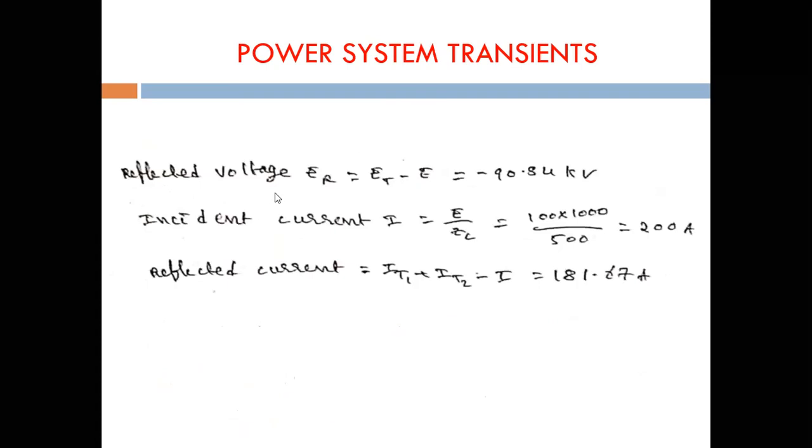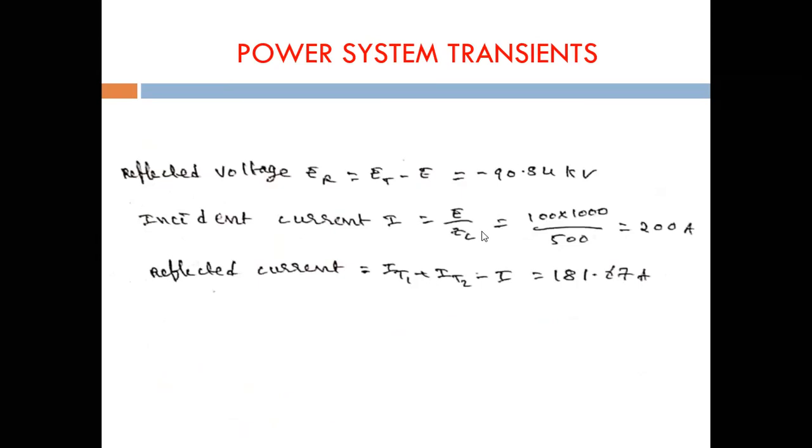Then the reflected voltage ER is equal to ET minus E. That is equal to minus 90.84 kilovolts.